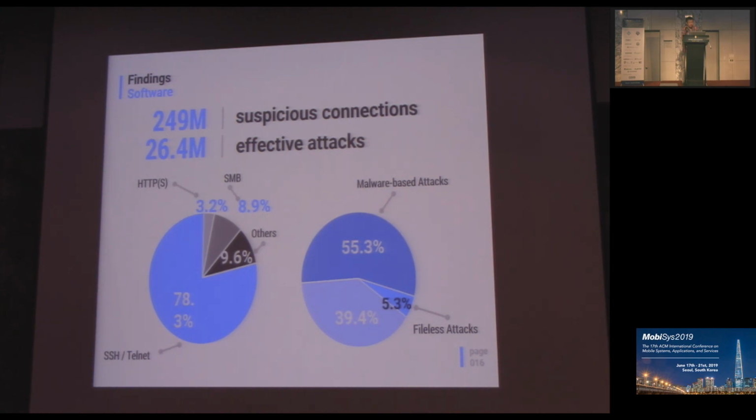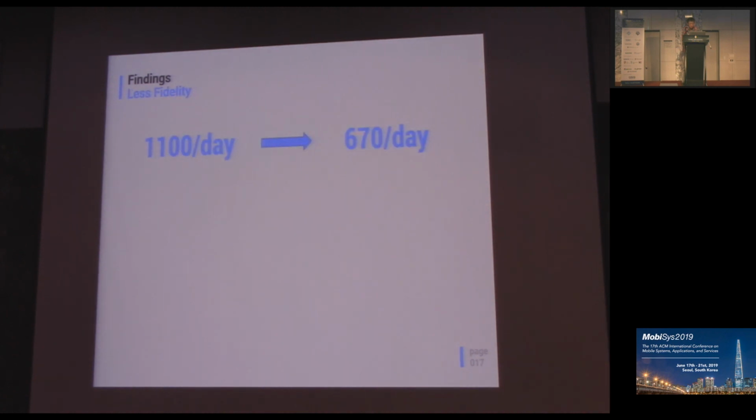78.3% are SSH or Telnet connections, 8.9% are SMB, and 3.2% are HTTP and HTTPS. And these connections led to about 26.4 million effective attacks. 55.3% are malware-based attacks, and 5.3% are fileless attacks. The average attacks of a hardware honeypot is about 1,100 per day per device, while the average attacks of a software honeypot is about 670 per day per node.